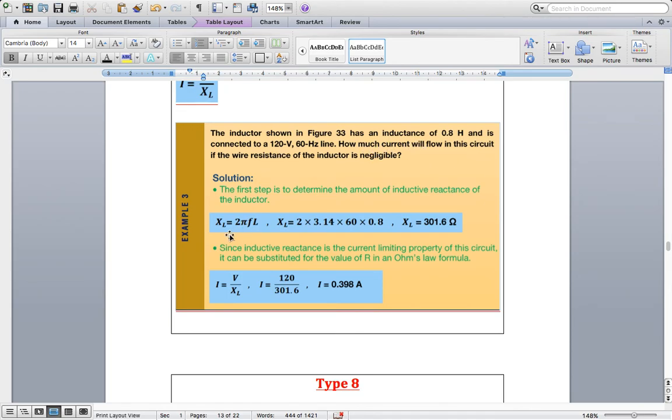For finding Ohm's law current, you have to find V. V is given in the question, 120, and you have to find XL, which is inductive reactance. So XL is 2 pi FL. Substitute 2 pi is 3.14, F is given in the question 60 Hertz and L given 0.8. So find the value and write the other equation for current, I equal to V by XL. Substitute the values, and if you don't want to divide, just keep the answer space and put the unit ampere. Unit of current is ampere. I hope it's clear.